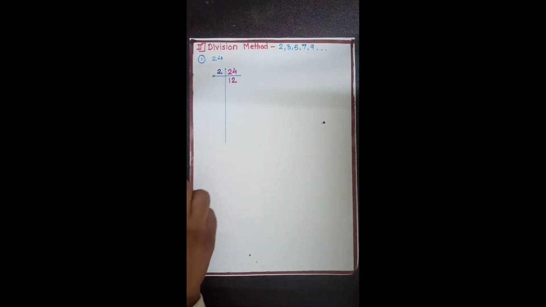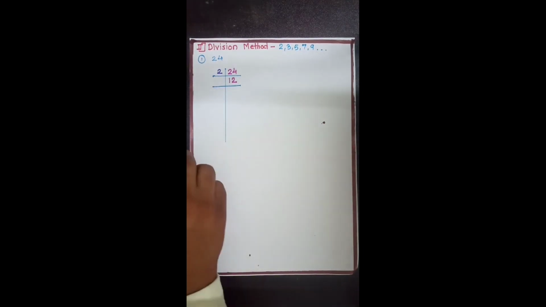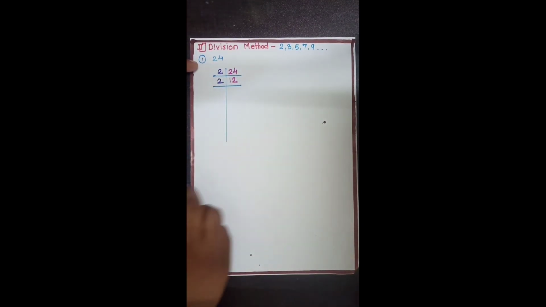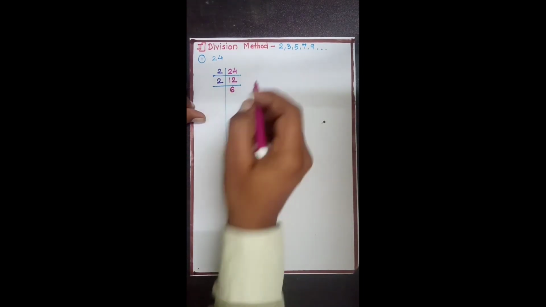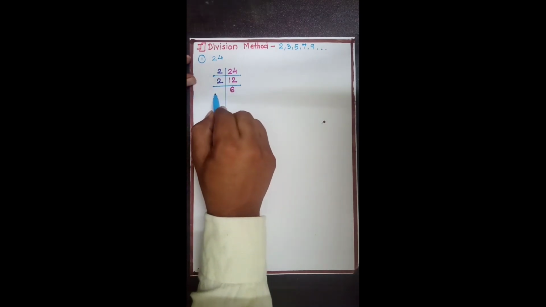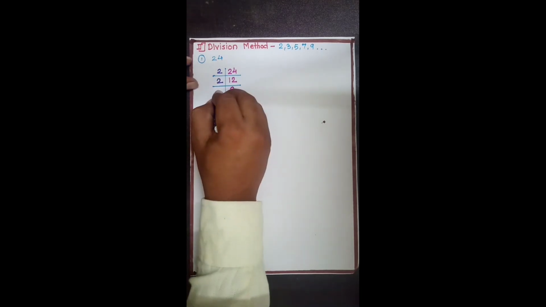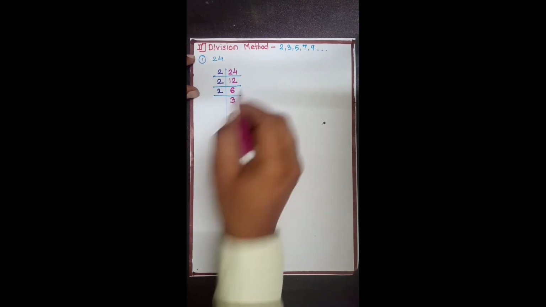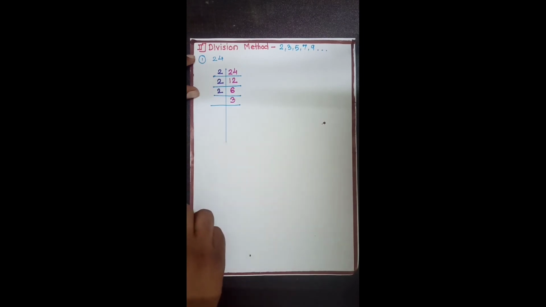Then again, can we divide 12 by 2? Yes, we can divide 12 by 2. So again we will write the divisor over here, and then what answer will we get after dividing 12 by 2? 6, and that we have to write here. Very good. Now can we divide 6 by 2? Yes, again we can divide 6 by 2, and we know 2 3s are 6, so here we will write 2 3s are 6. Now can we divide 3 by 2? No, it's not possible. So we have to divide 3 by 3 only.